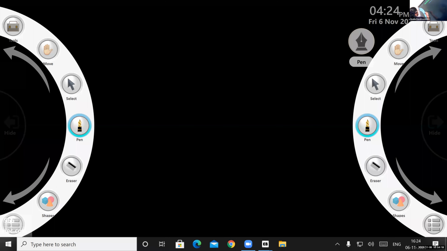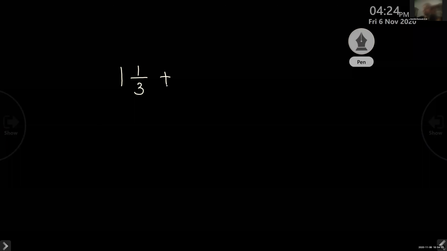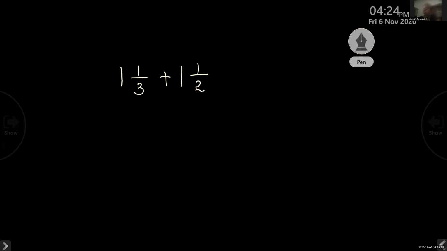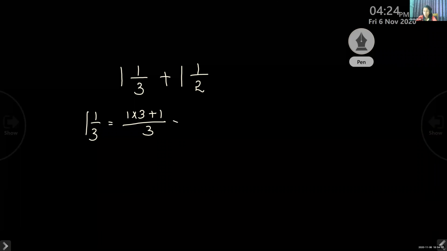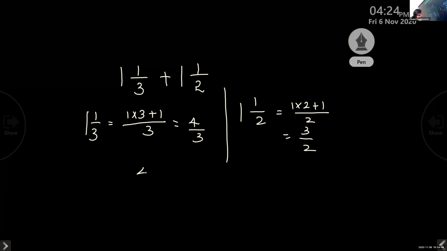It is 1 and 1 by 3 plus 1 and 1 by 2. Isn't it? 1 and 1 by 3 is 1 into 3 plus 1, by 3, that is 4 by 3. And 1 and 1 by 2 is 1 into 2 plus 1 by 2, that is 3 by 2. So 4 by 3 plus 3 by 2.